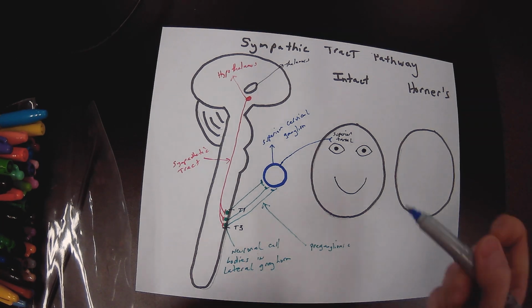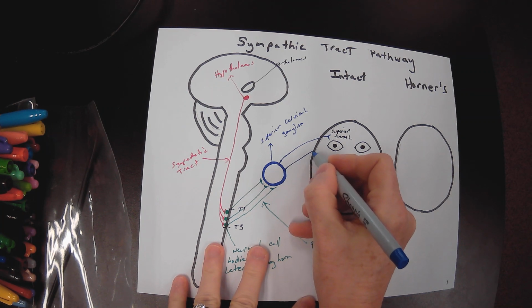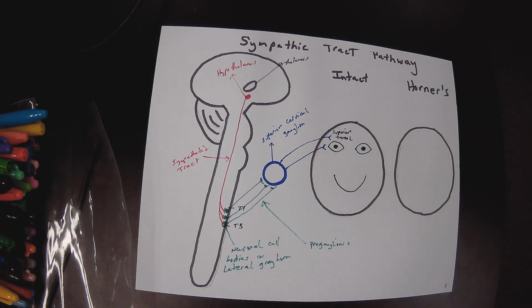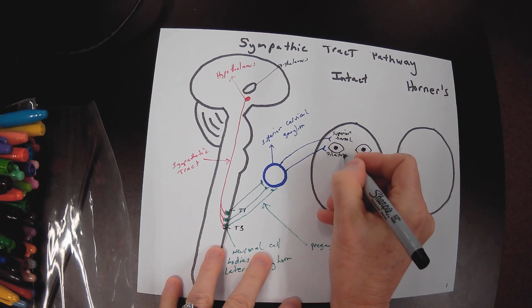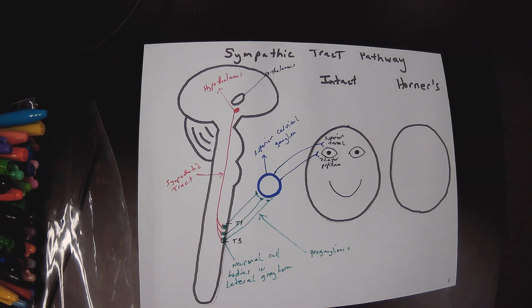Another part, so that's number one. Number two is going to be innervation of the muscle responsible for pupillary dilation. Does anybody remember the name of the muscle? It's part of the iris. The dilator pupillae. Okay, that's going to be your dilator pupillae. Okay, and the dilator pupillae is the muscle that's responsible for causing dilation of the pupil.